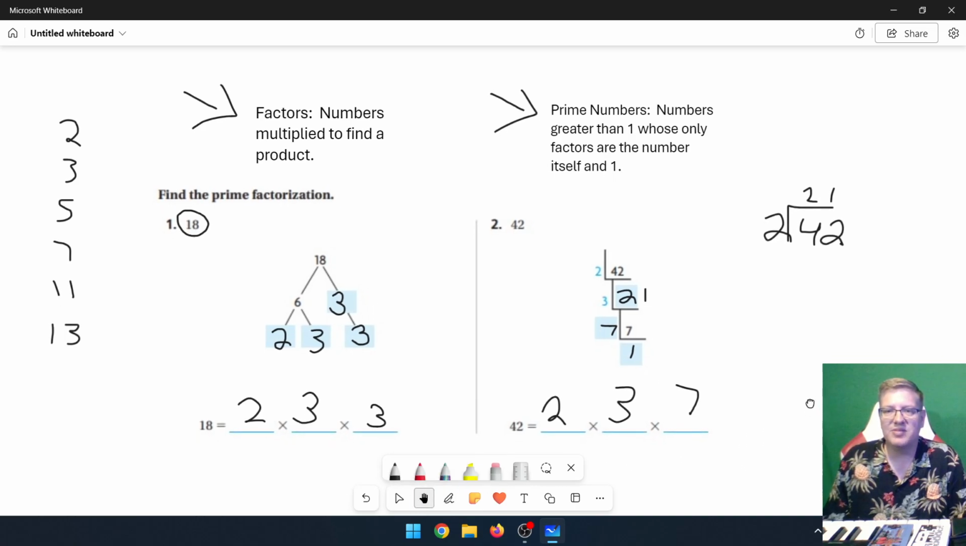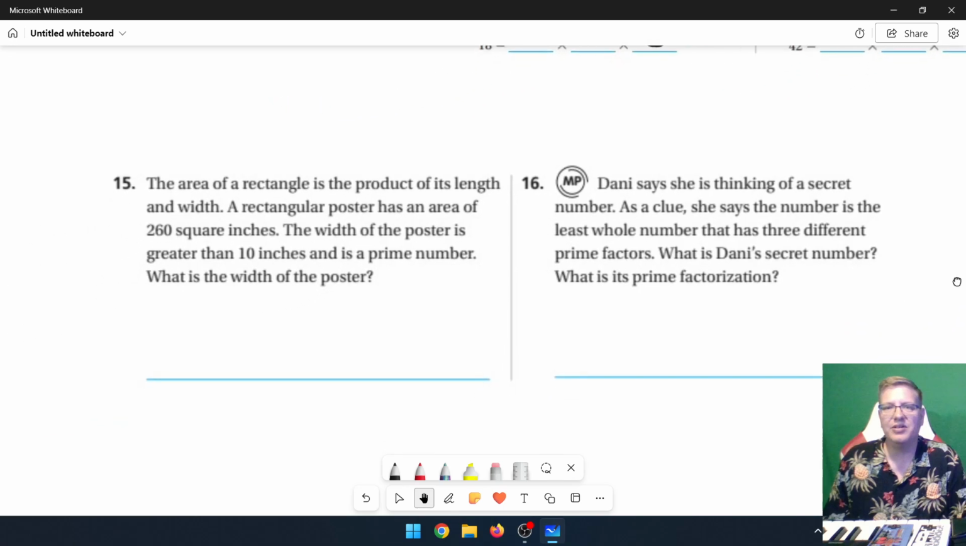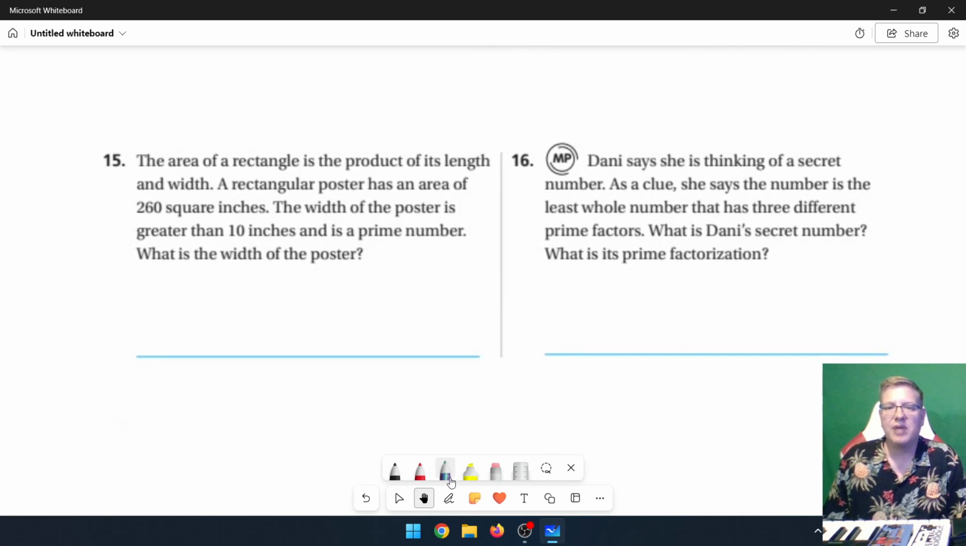I'm going to go ahead and scoot the page down here real quick, and we're going to take a look at a couple of the problems from later in the lesson that are going to have something similar come up on the homework. I'm going to start with number 16. Number 16 says, Danny says she's thinking of a secret number. As a clue, she says the number is the least whole number that has 3 different prime factors.